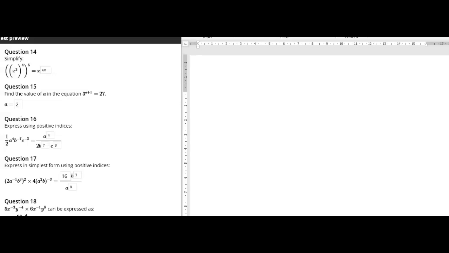Okay, question 14. Here we have a base of x to the power of 3, and then that's to the power of 4, and then that's to the power of 5. Now, when we're doing powers to the power, they are multiplied. So basically what we're going to have here is 3 times 4 times 5. So 3 times 4 is 12, and then 12 times 5 is 60. So your answer is x to the power of 60.